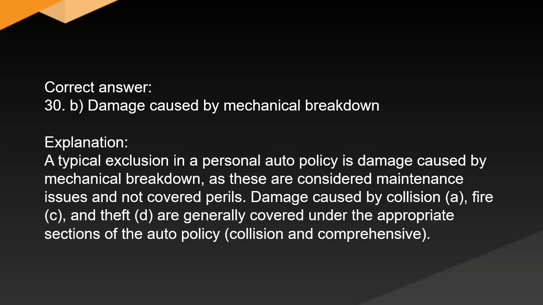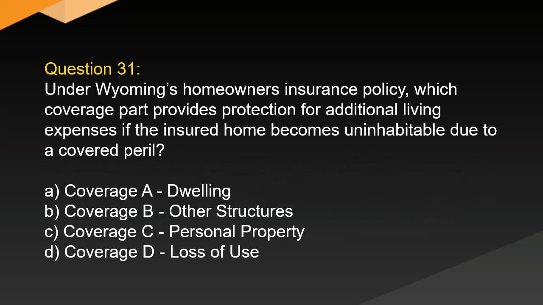Correct answer: B. Damage caused by mechanical breakdown. Explanation: A typical exclusion in a personal auto policy is damage caused by mechanical breakdown, as these are considered maintenance issues and not covered perils. Damage caused by collision (A), fire (C), and theft (D) are generally covered under the appropriate sections of the auto policy, collision and comprehensive.